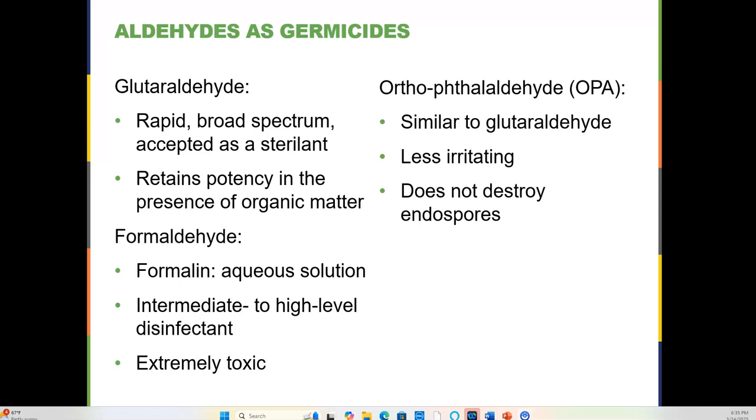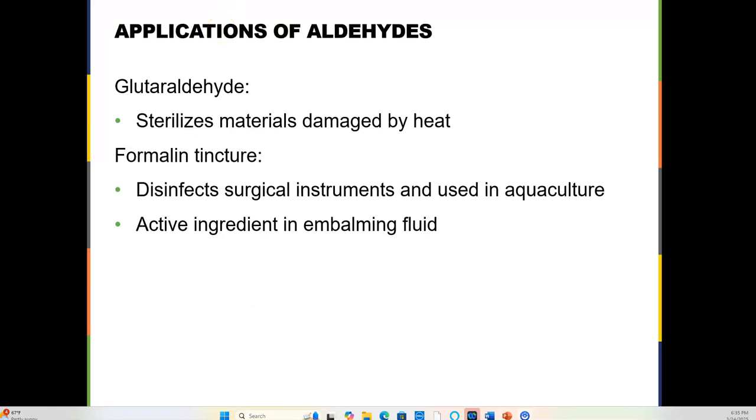Ortho-phthalaldehyde, or OPA, is similar to glutaraldehyde. It's less irritating, but it does not destroy endospores. Applications: glutaraldehyde sterilizes materials damaged by heat. Formalin disinfects surgical equipment, is used in aquaculture, and it's the active ingredient in embalming fluid. So that's what's going to keep the body from decaying over time after death.